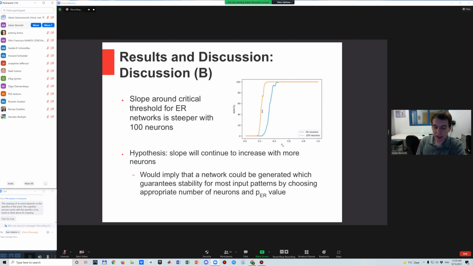And the implication here is that as long as you have a sufficiently large network and you choose an appropriate PER value, you can just about guarantee that for the vast majority of input patterns you will get a stable firing regime for the network. And that's a very useful thing to be able to know when you're dealing with associative networks.